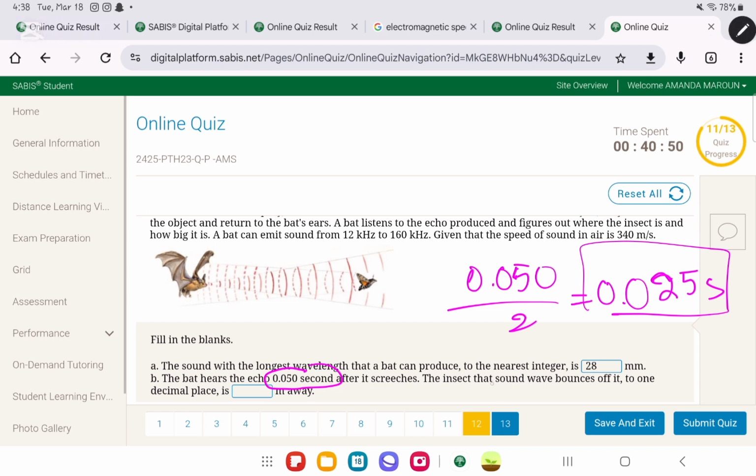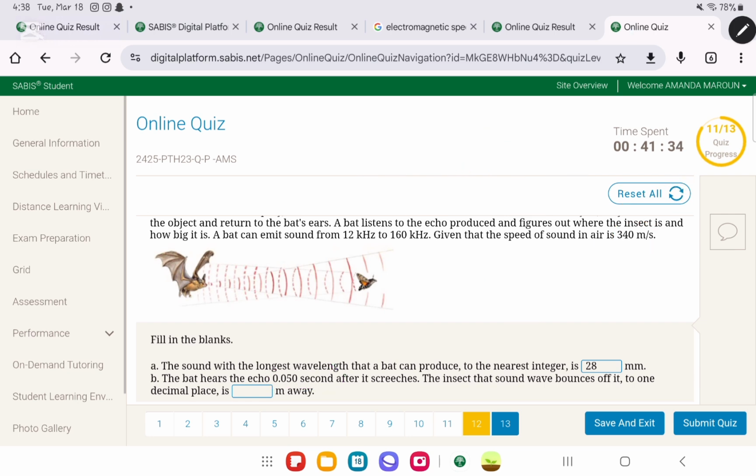Okay, so now they want what? They want the sound to 1 decimal. I think they want the distance that the sound wave bounces off of. So what you should know, that distance is equal to what? It is equal to the velocity times the time. So you're going to take the velocity or the speed, which is 340 meters per second, and multiply it by 0.025 seconds, and you will get an answer of 8.5 meters away.